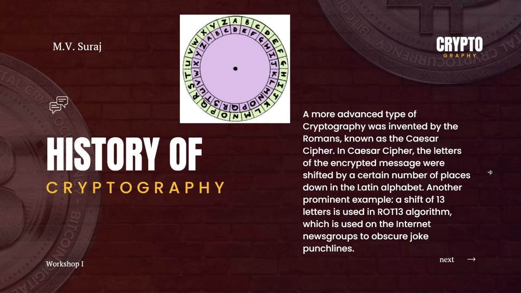Another, more advanced type of cryptography was invented by the Romans, known as the Caesar cipher. This cipher would shift all the letters by 3. So A would become D, B would become E, C would become F, D would become G, and so on. At that time, this would definitely sound confusing to others, but it should be quite decryptable if they put in enough effort.